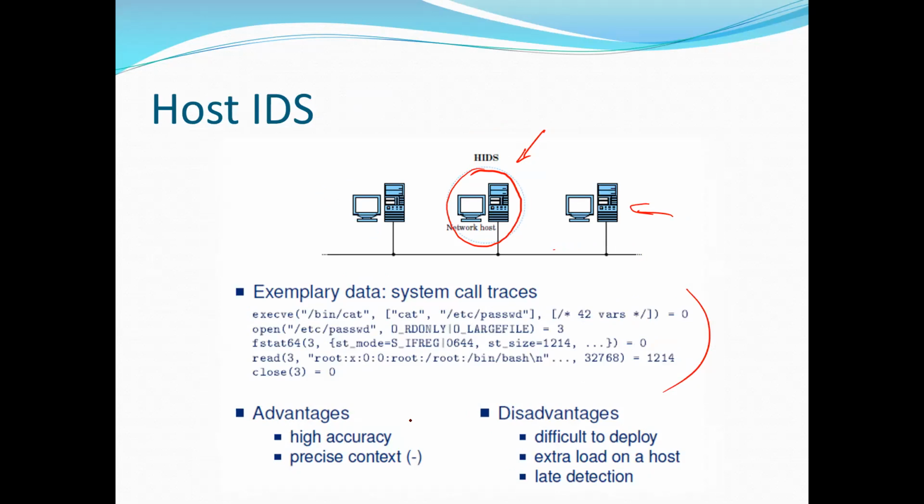A host IDS might have higher accuracy because it's only focused on itself and specific applications running on itself. It's got a precise context: Linux, Windows, that kind of thing. Disadvantages: obviously more work to deploy and manage on every system. It is also an extra load on the host itself, so its CPU and RAM might be pretty busy depending on the code. And again, that's why a lot of these things are written in C, which is faster and more efficient. So with these kinds of things, you do need expertise in C and C++.